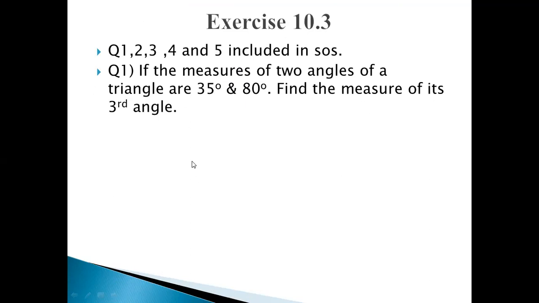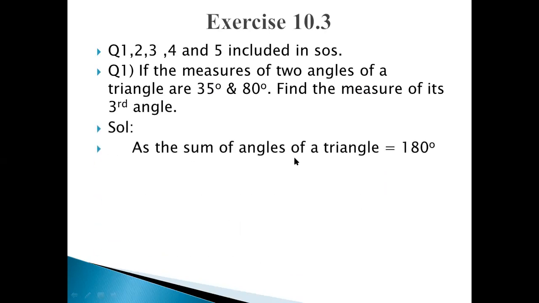Very easy. You know that the sum of the interior angles of a triangle is equal to 180 degrees. The first is 35, the second is 80, the third you don't know. So plus third is equal to 180. You add these two, shift them to the other side and subtract from 180. So you will get the third angle. How? As the sum of angles of a triangle is equal to 180 degrees, we put 35 degrees, 80 degrees, and the third angle equal to 180.